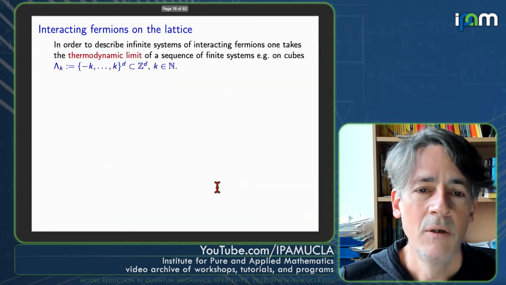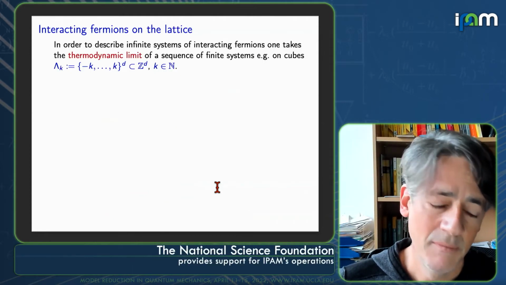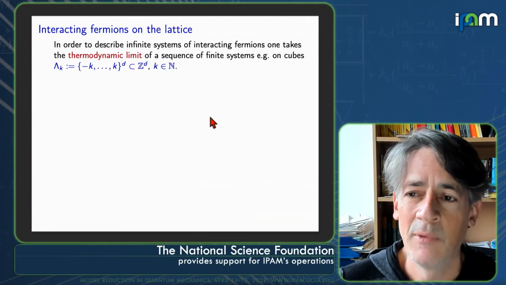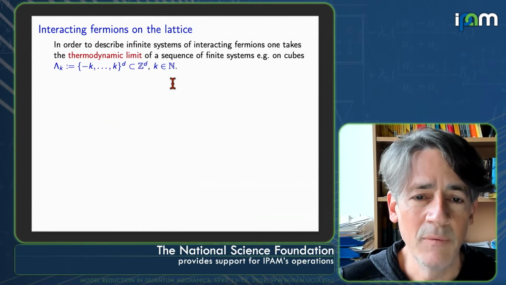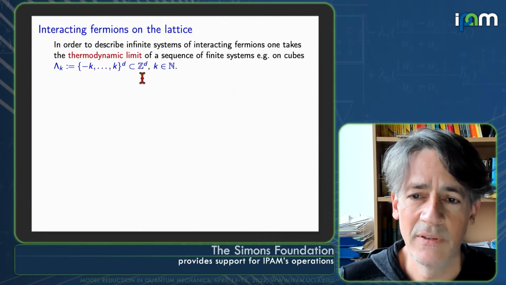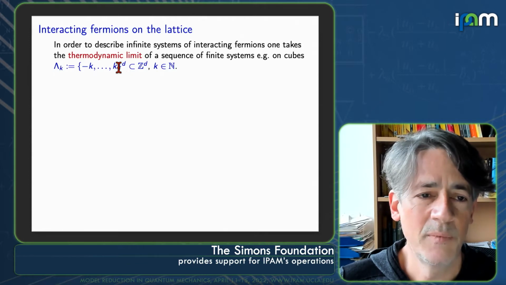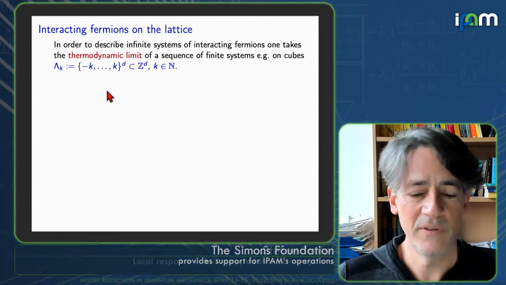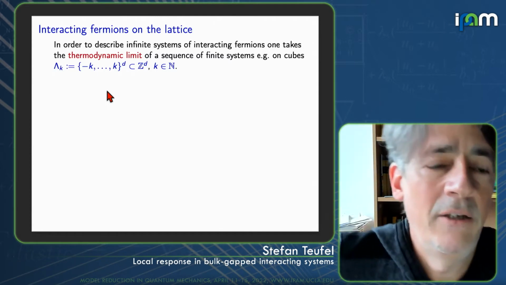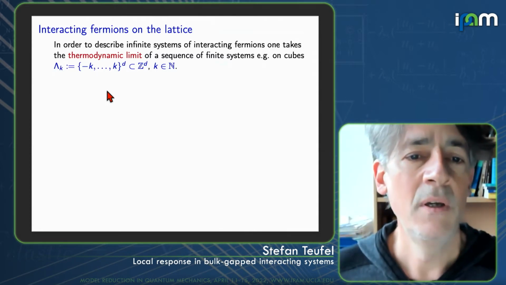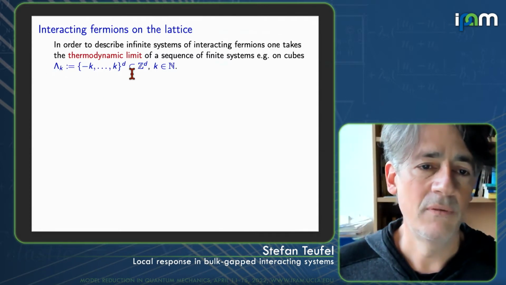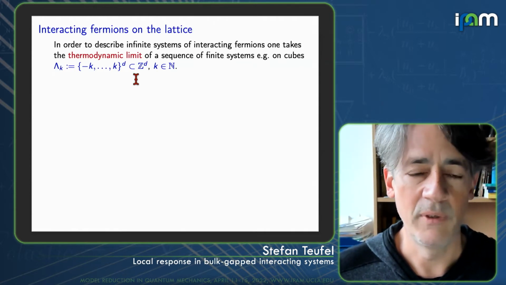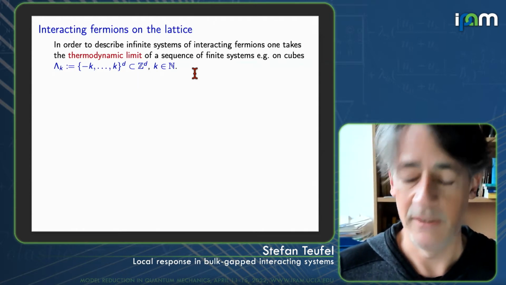Okay, good. And to be more explicit about the thermodynamic limit, in the following we will look at sequences of finite systems, for example sequences of cubes. So we will consider our electron or fermion systems on sequences of cubes of side length 2k plus 1 in Z^d.